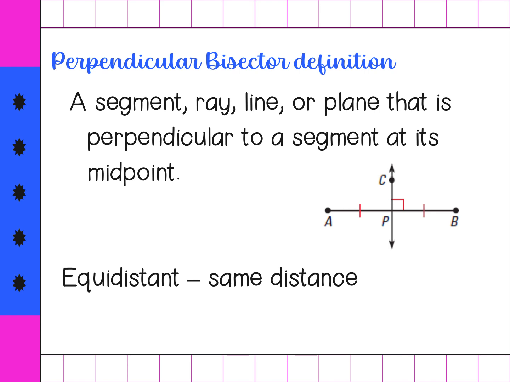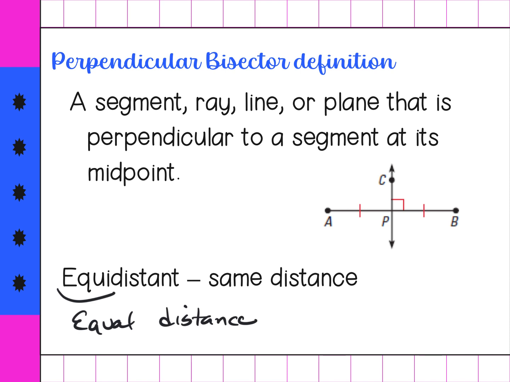Before we can move on and cover the perpendicular bisector theorem, we need to define the word equidistant. If you look at it, it looks like it's trying to spell the word equal. So this is an equal distance, or in other words, the same distance.